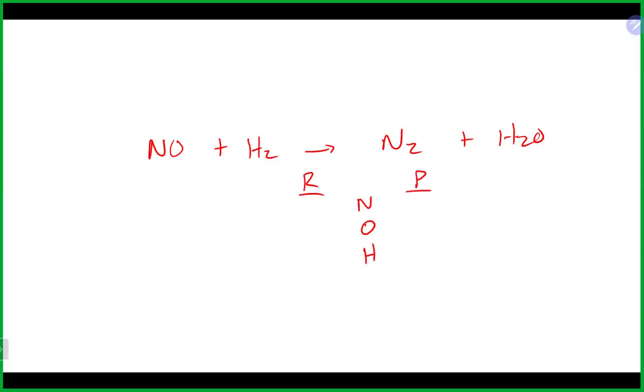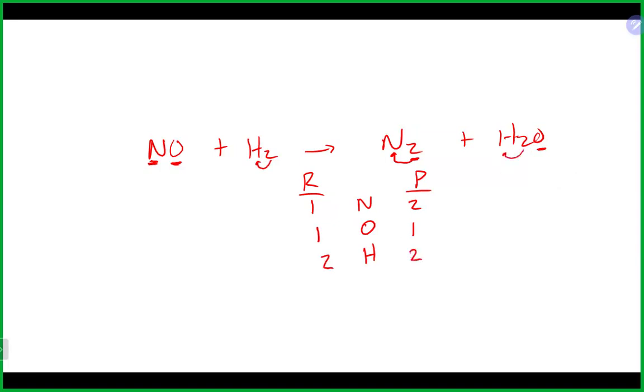All I'm going to do to start with is count up what I've got on each side of the arrow. On the left-hand side, I have one nitrogen. On the right-hand side, I have two nitrogens. Remember, this number always goes to the guy to the left. For oxygen, I have one on the left and one on the right. And lastly, for hydrogen, I have two on the left and two on the right.